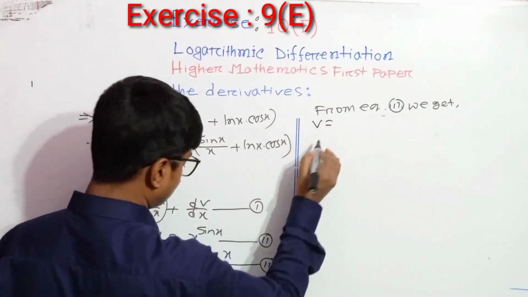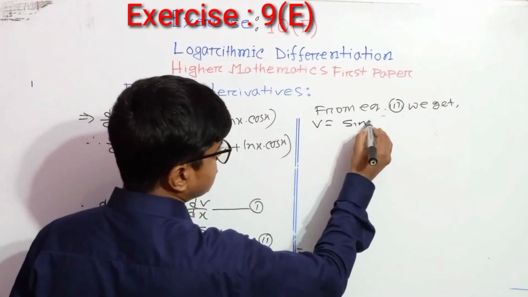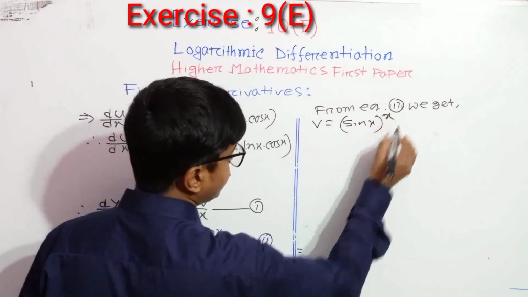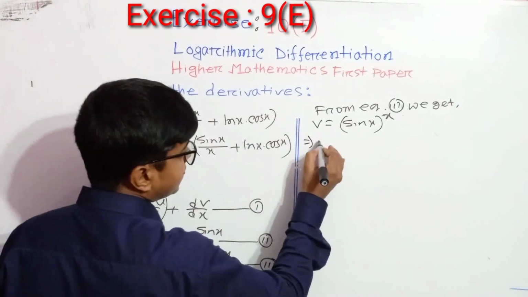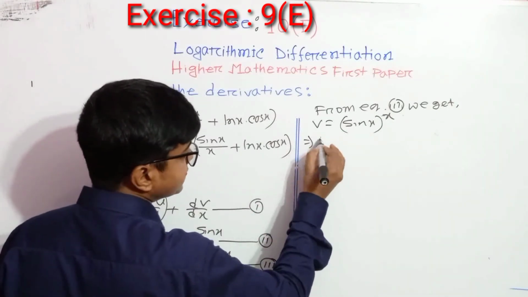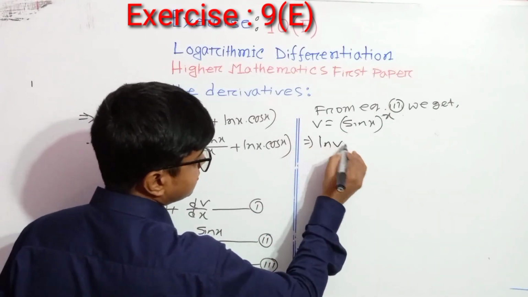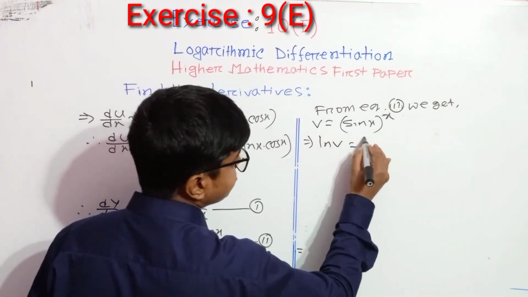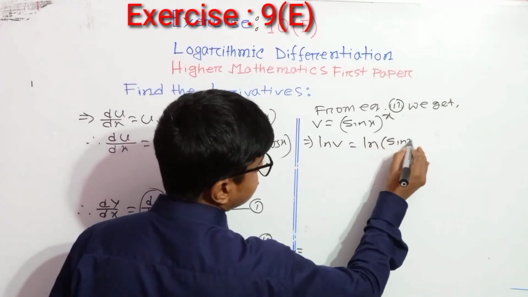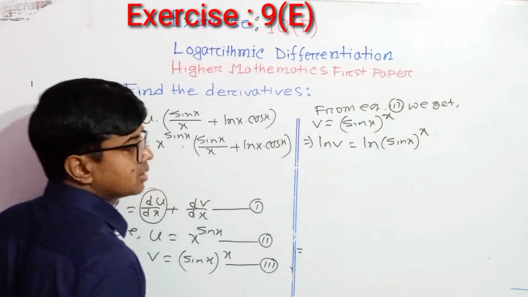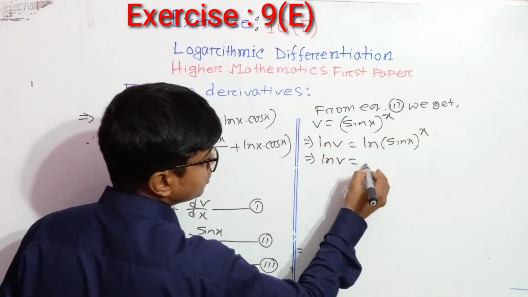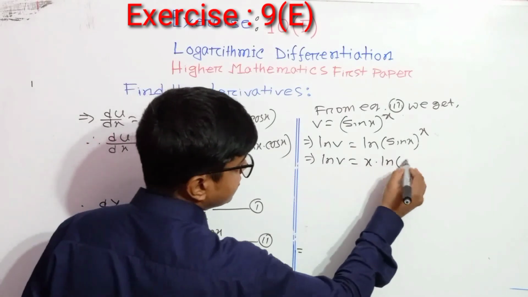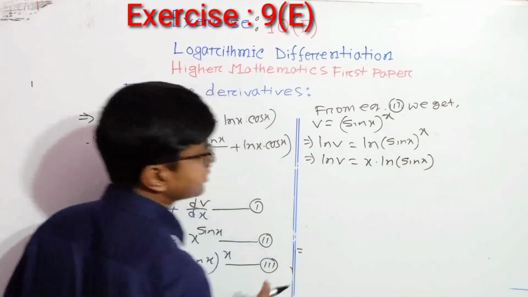Now again from equation 3, here v equals to sin x to the power x, and keep ln on both sides. Now we can write ln v equals to x into ln sin x.